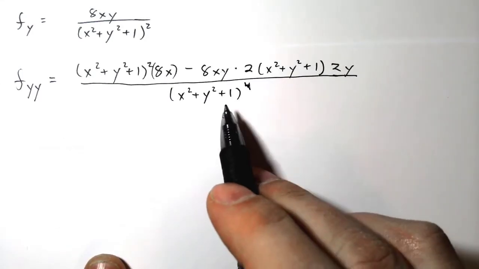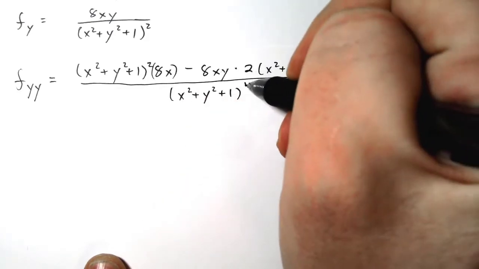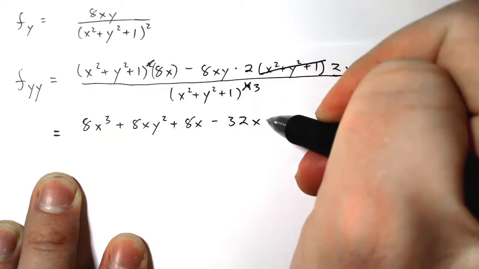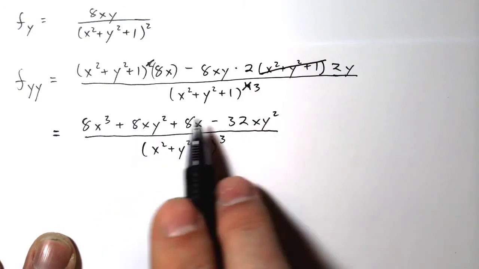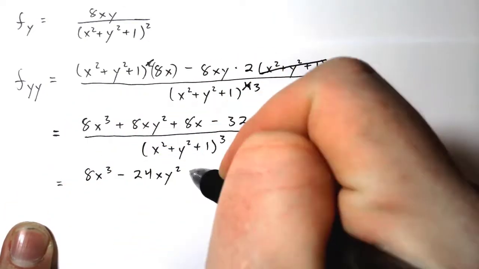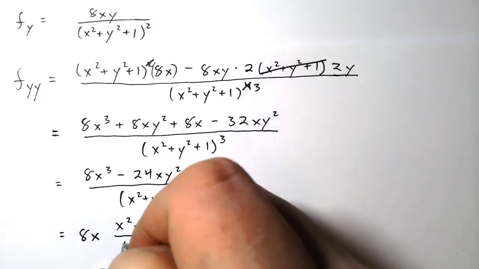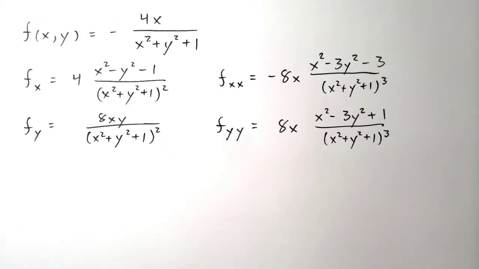And again, just like we did before, we observed that x squared plus y squared plus 1 is a factor of the numerator and the denominator, so we can cancel it out here. Right? And let's simplify. And I see I can combine some like terms here, so let's do that. And I see that 8x is a factor, so let's factor that out. Okay, so there's our expression for fyy. Let's write that to the right of fy so we can consolidate everything. And now we just have one more derivative to compute.